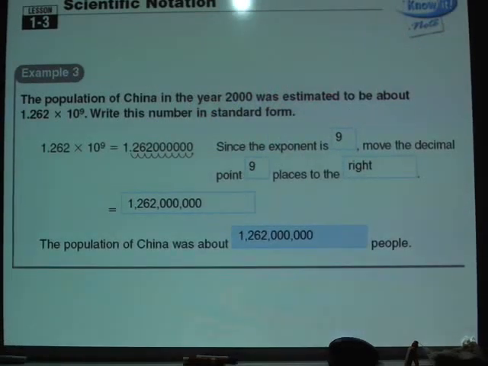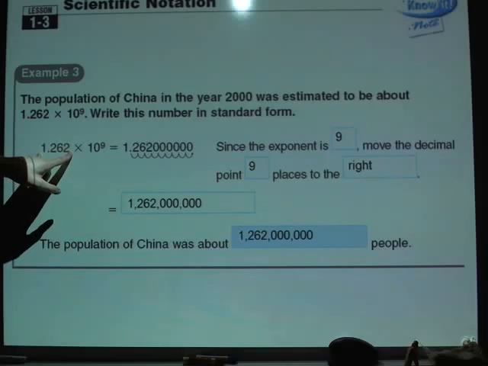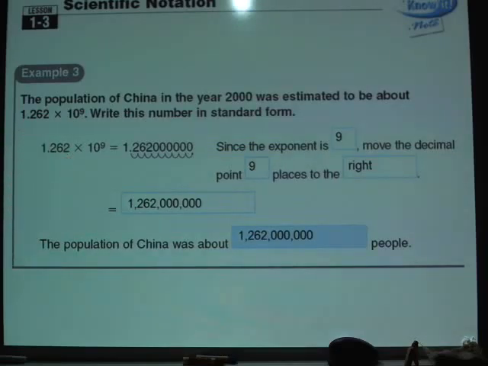The population of China in the year 2000 was estimated to be about 1.262 times 10 to the 9th. Write this number in standard form. So, this one is in proper scientific notation. Remember, what's in front here has to be something that's between 1 and 10. And this is indeed between 1 and 10. Now, remember, we could get the calculator out and multiply, but that's probably going to be more work. Just look at the power.